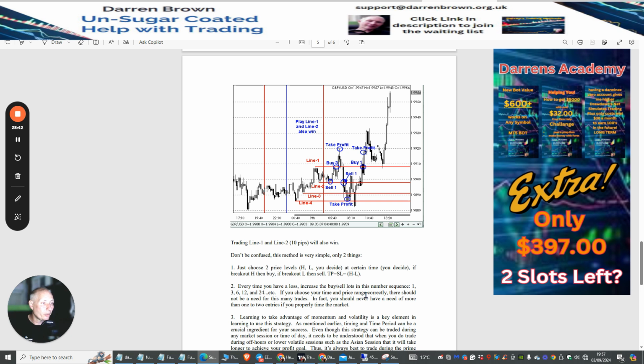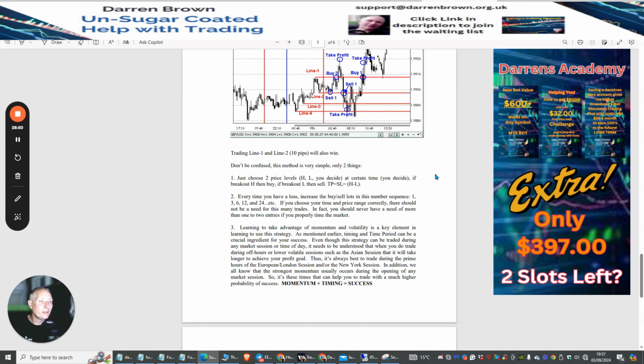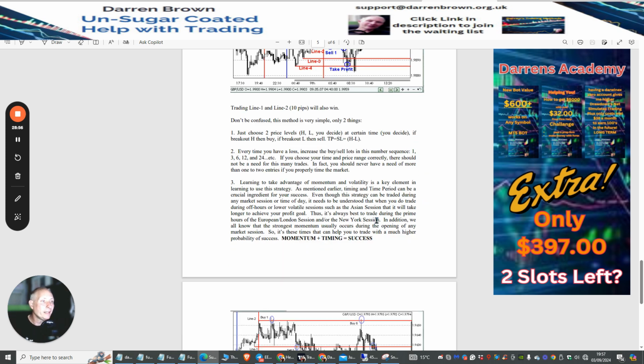If you choose your time and price range correctly, there should be no need for as many trades. In fact, you should never have a need of more than 1 to 2 entries if you properly time the market. Learning to take advantage of momentum and volatility is a key element. Learning to use strategy, as mentioned earlier, timing and time period can be a crucial ingredient.